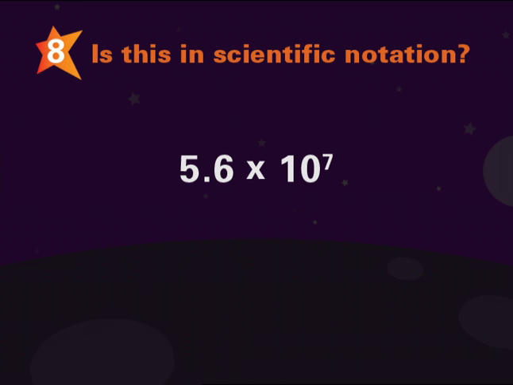5 6/10 times 10 to the seventh power. Yes, this number is written in scientific notation. 5 6/10 is at least 1, but less than 10. And the second factor is a power of 10 with an integer exponent.